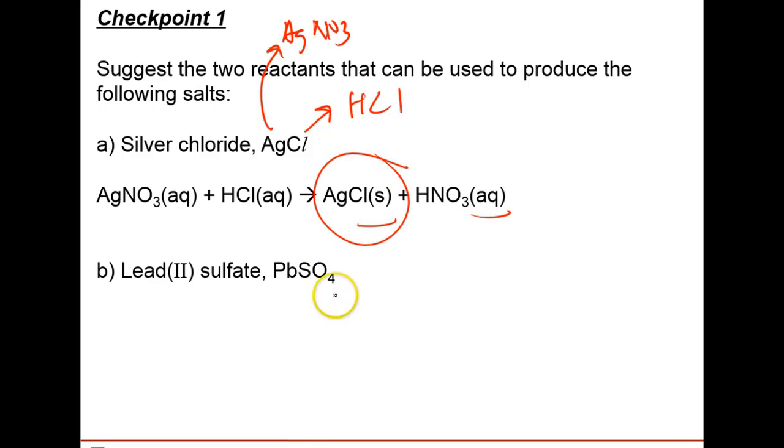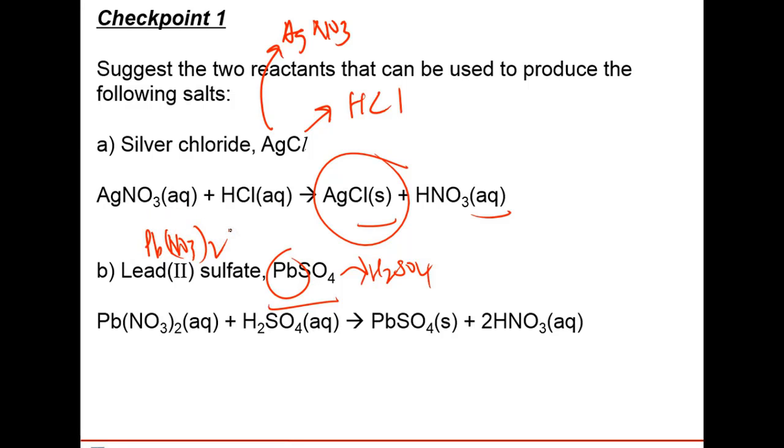Lead 2 sulfate is insoluble in water. SO4 must come from H2SO4. So the lead component again should be soluble in water. So lead nitrate plus H2SO4 gives you lead sulfate and nitric acid.